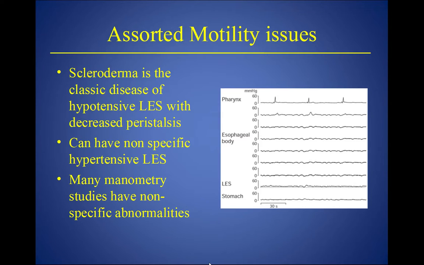Scleroderma is a classic disease of hypotensive LES. So scleroderma is a smooth muscle problem. There's no peristalsis anywhere. The LES is loose. There's no muscle tone anywhere. The main difference between this and achalasia, again, this is above your level, is that in achalasia you can have a manometry that looks exactly the same, but the lower esophageal sphincter is going to be hypertensive. In scleroderma, it's hypotensive. That's the main difference.